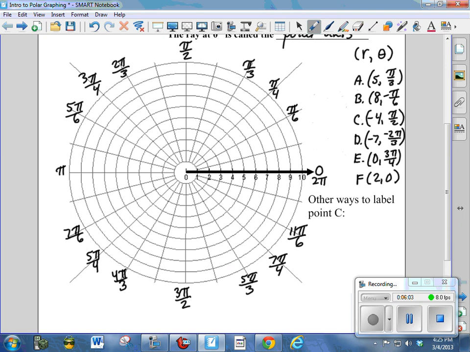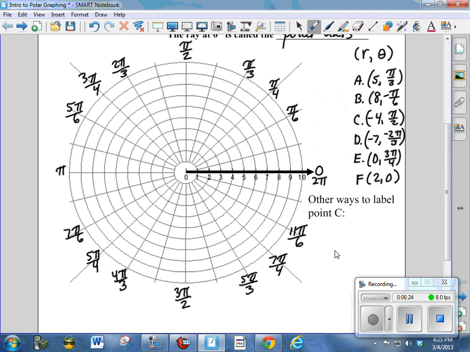Each of these is one fraction less than being 2 pi, because 5 pi over 3, if I added 1, would be 6 pi over 3. That would be 2 pi. 7 over 4 is 1 shy of being 8 over 4. 11 over 6 is 1 shy of being 12 over 6. So here's our pattern of special angles.